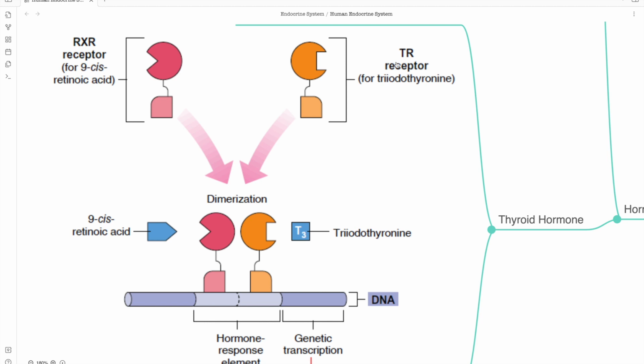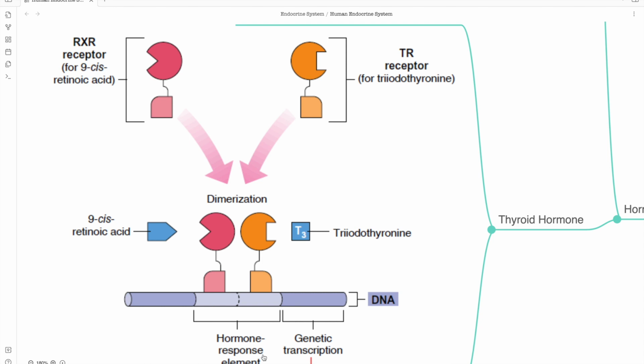When triiodothyronine comes and binds with this thyroid hormone receptor, it attaches with one half site of this hormone response element. In the other half site, there is a binding of this RXR, that means the retinoic acid receptor gets bound, and it is associated with the 9-cis-retinoic acid.